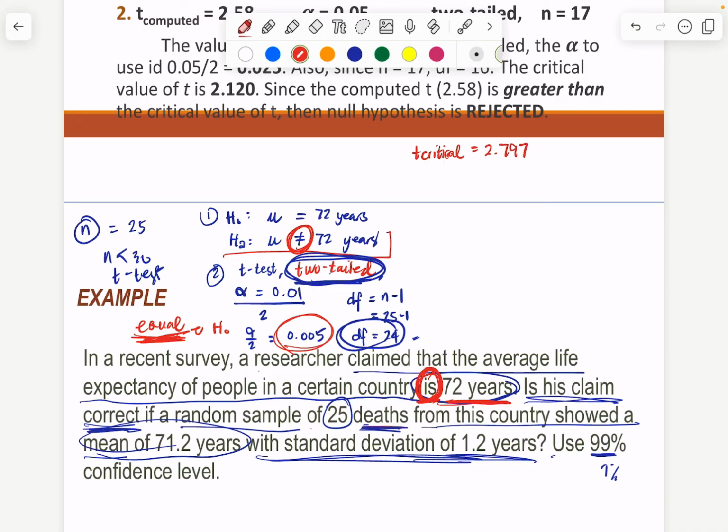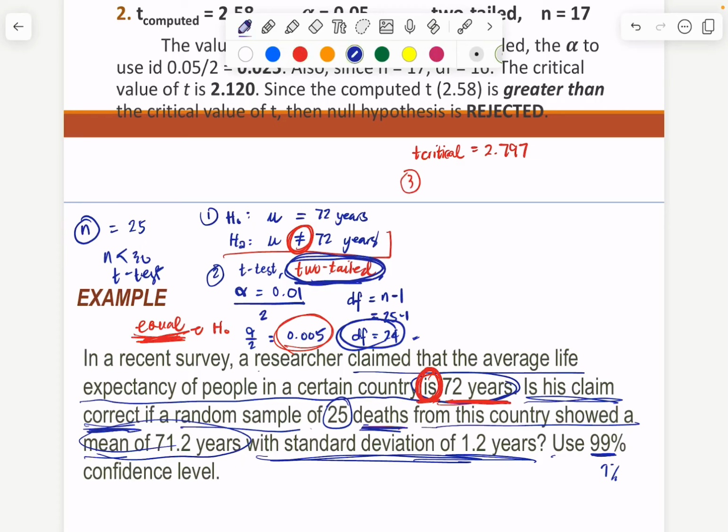2.797. Can we decide now? Not yet. Okay, so we cannot decide yet. Why is that? We still need our T computed, or our T value. So that will be in your step number 3.